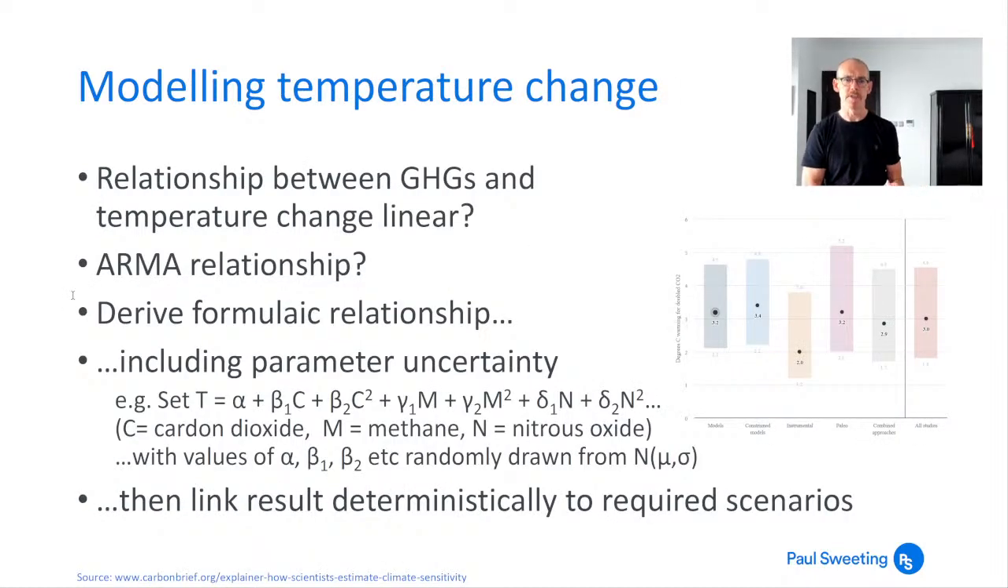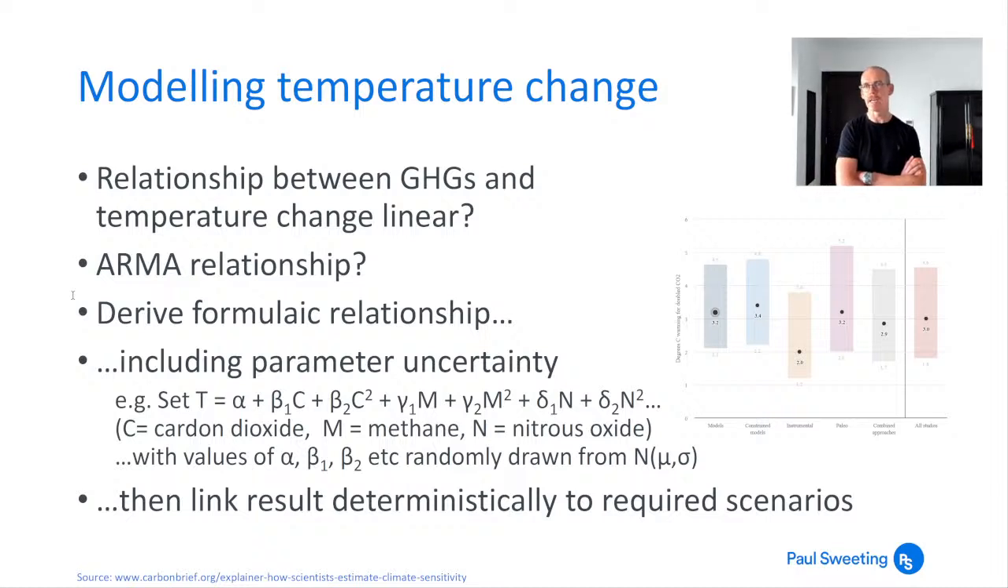So then, modelling temperature change. The first question I'd have, and one I don't know the answer to, is the relationship between greenhouse gases and temperature changes linear? So is it the case that if you would expect a 3% increase in the temperature with a doubling of CO2, you'd expect a 6% change if it's quadrupled? Or would you expect more, or would you expect less?